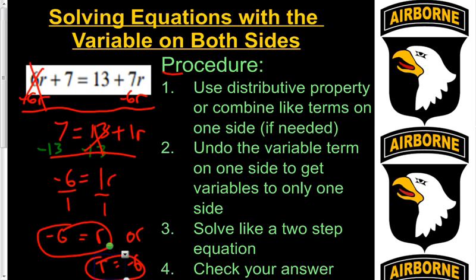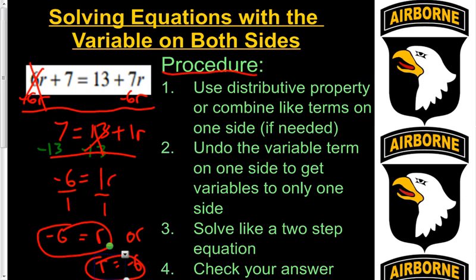Our first step was to use the distributive property or combine like terms if they're on the same side, if needed. In this case, it wasn't needed. We couldn't do anything. There's nothing to distribute, nothing to combine. So we skipped down to step 2. Undo the variable term on one side to get the variables to only one side. And my tip there for you was to look for the smallest variable term. That's why we started with that 6r, and we got rid of that by subtracting on both sides.